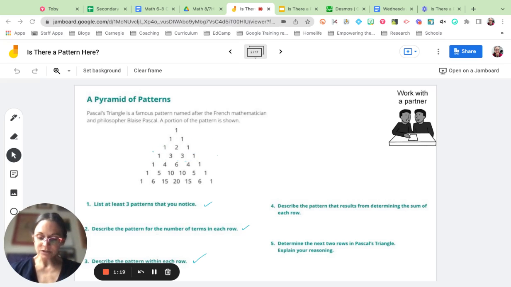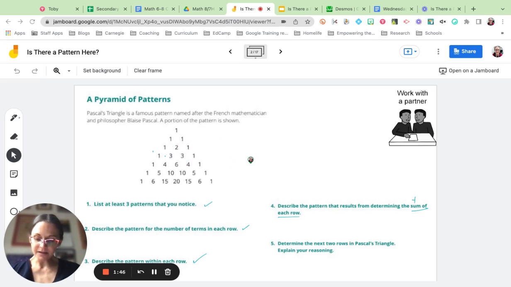Number 4 asks you to determine the pattern that results from determining the sum of each row. Remember, sum means to add, so try adding it up. Like 1 is just 1. 1 plus 1 is 2. 1 plus 2 plus 1 is 4. 1 plus 3 plus 3 plus 1 is 8. What would happen if you kept going? That's what number 4 is asking about. There's a lot for you to explore here.